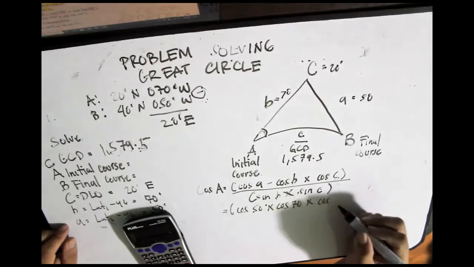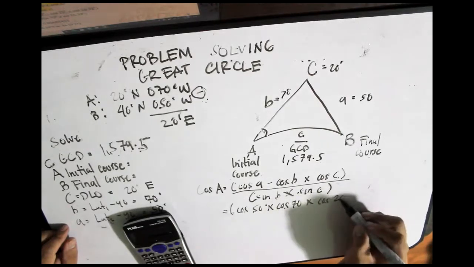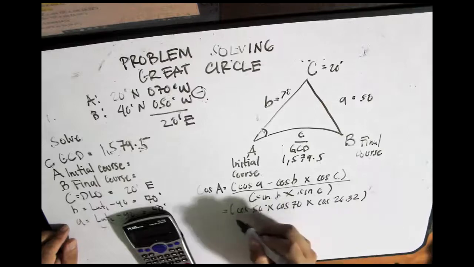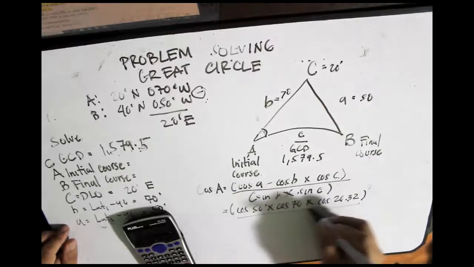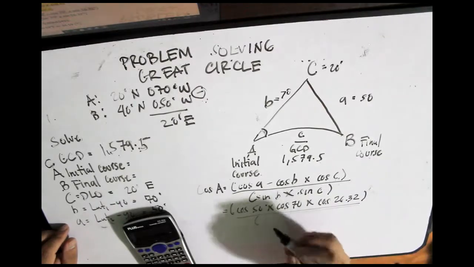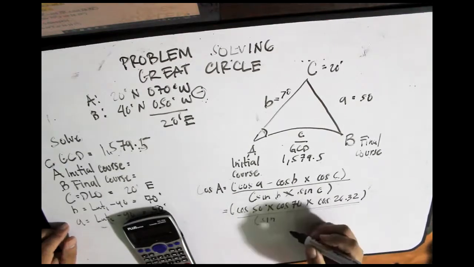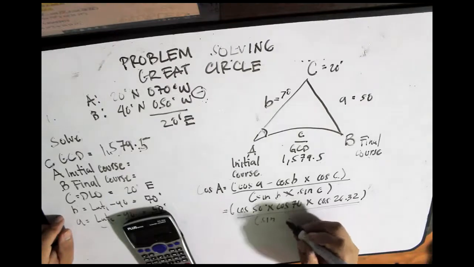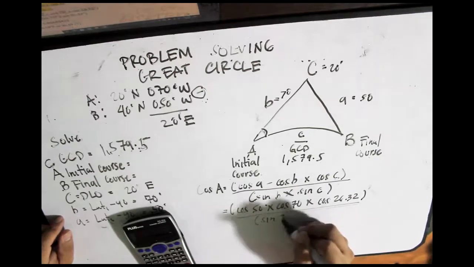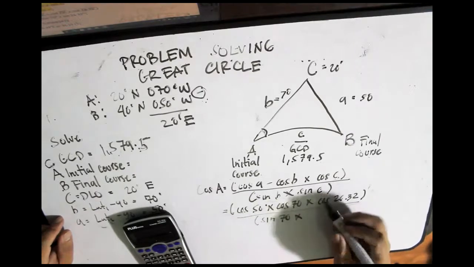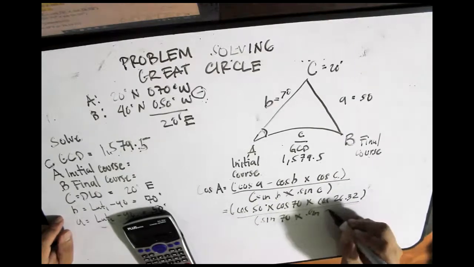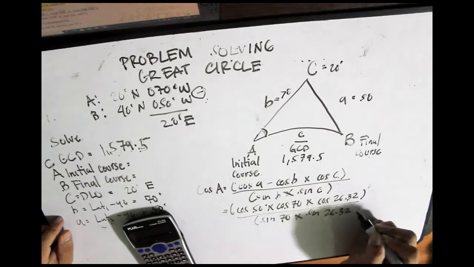Yung cosine C natin kanina is 26.32. Okay? Divided by sine B. Yung sine B natin ay 70 degrees times sine C na 26.32.